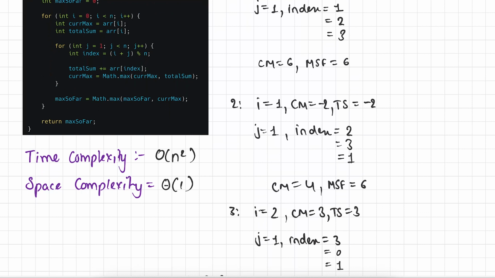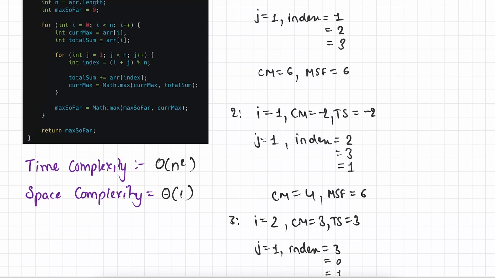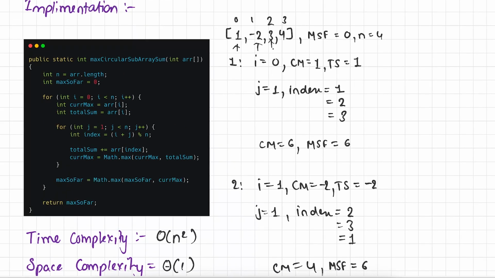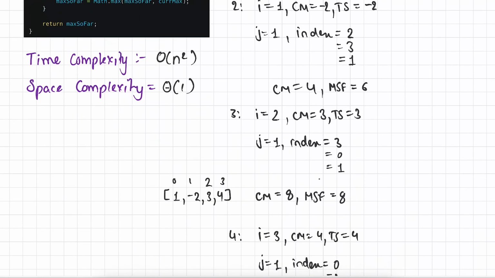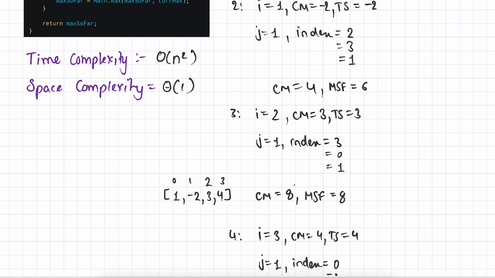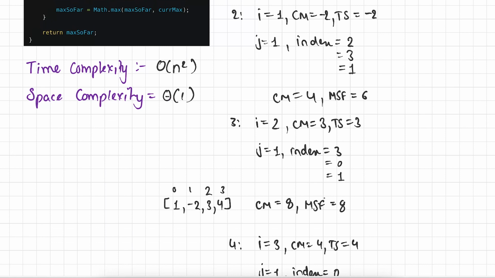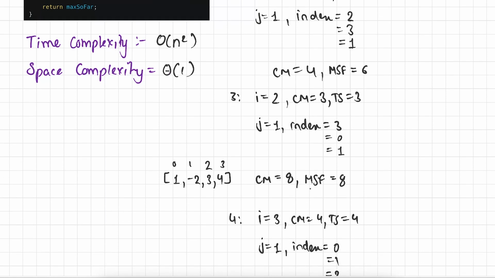In the next iteration, i becomes 2 and we store the value present at index 2 into current maximum and total sum, that is 3. We consider all the subarrays beginning with this number: 3, 4; 3, 4, 1; and 3, 4, 1, minus 2. And the maximum we get is 8. So we get a maximum that is greater than the maximum so far, and we update the maximum so far to 8.